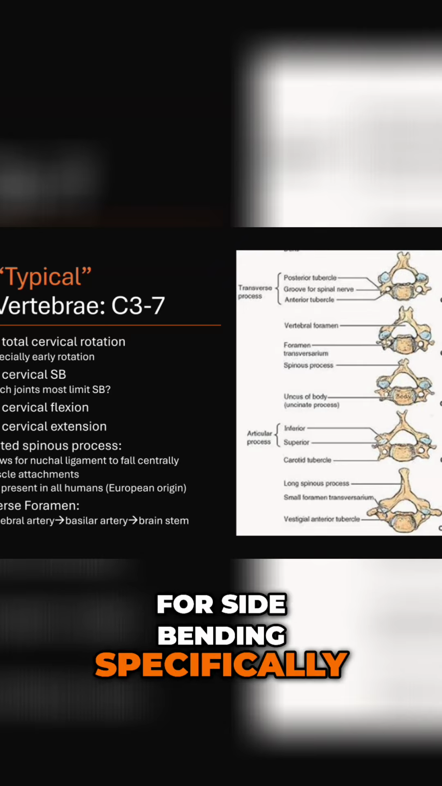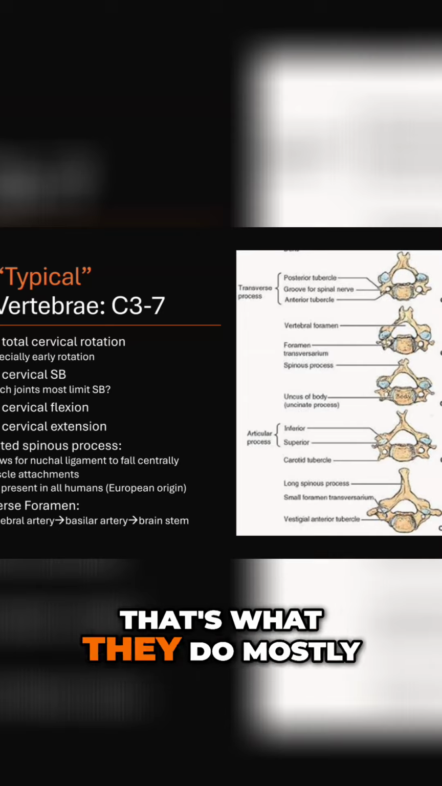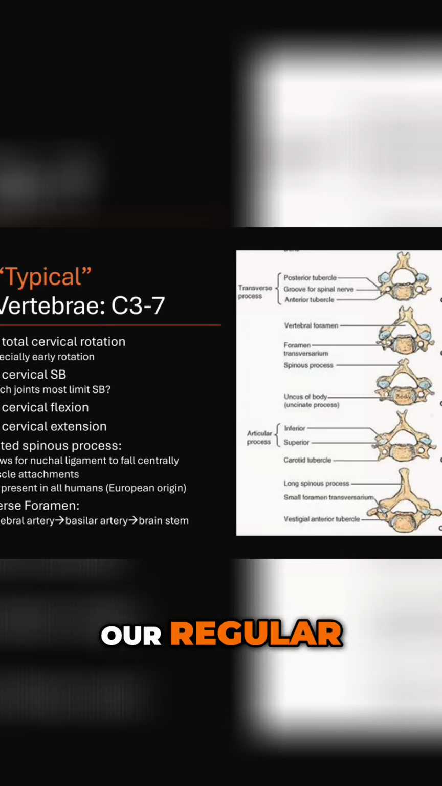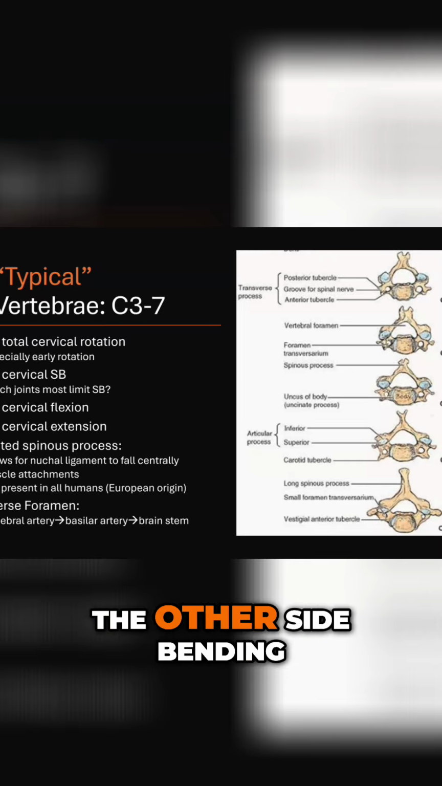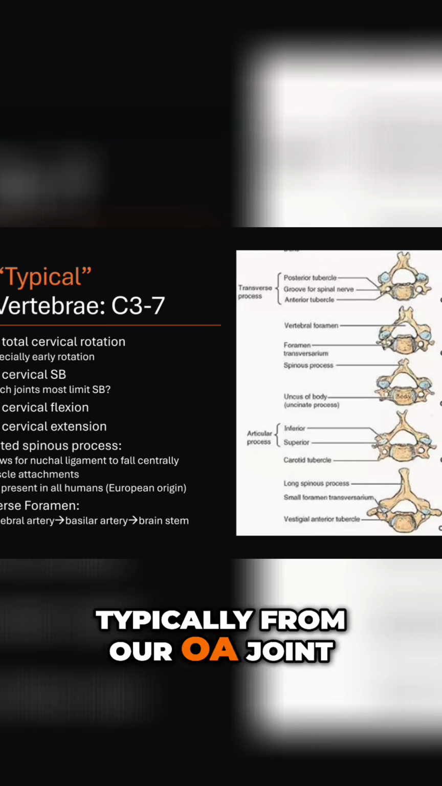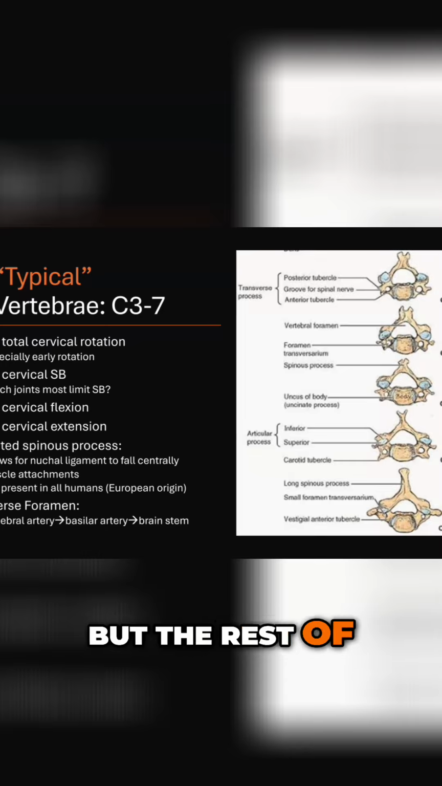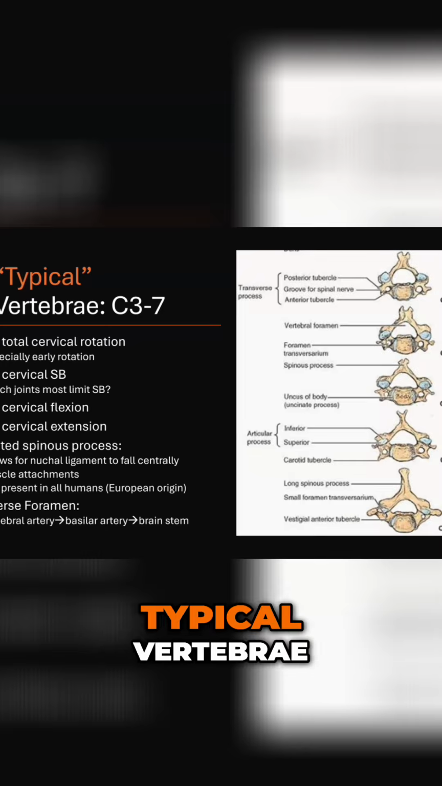For side bending specifically, the lower cervical vertebrae, that's what they do mostly. Most of our side bending range of motion comes from our typical vertebrae. The other side bending that we get is typically from our OA joint, that little bit of extra motion, and your C2-3, but the rest of it comes from our regular typical vertebrae.